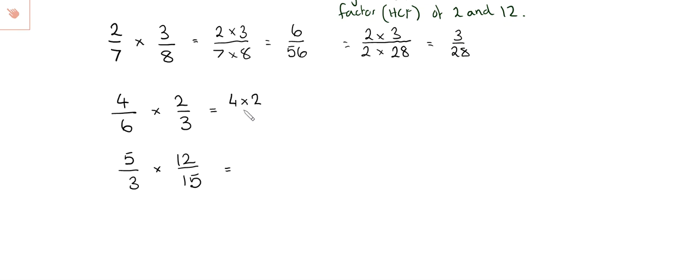4 times 2 divided by 6 times 3, which is 8 divided by 18. So that would be, okay, so we've got 2 times 4 over 2 times 9, which leaves me with 4 ninths. Okay.